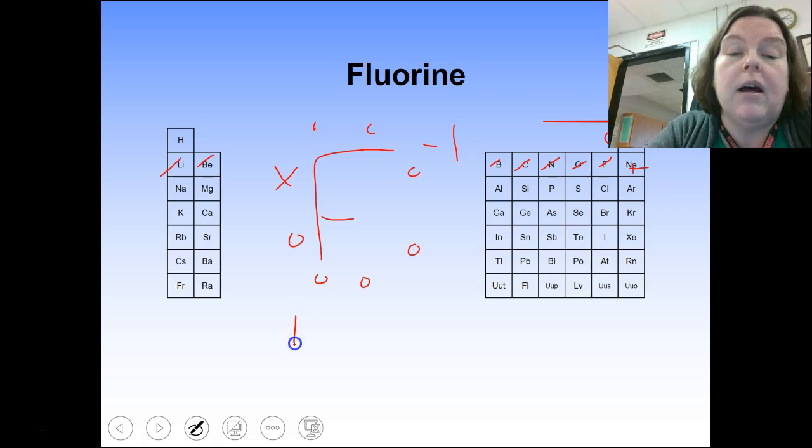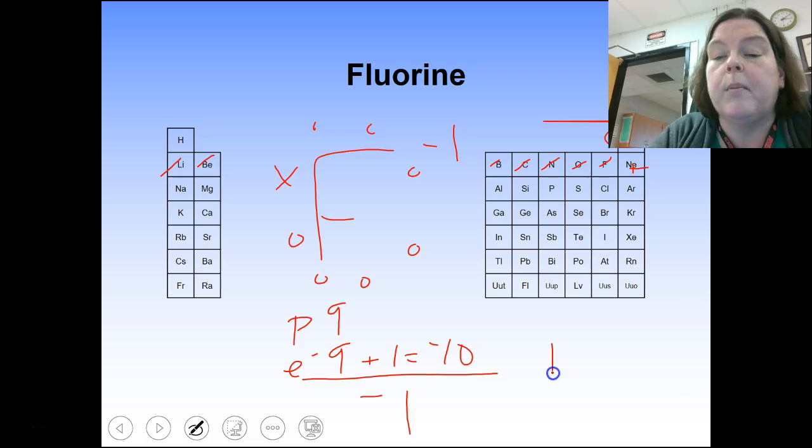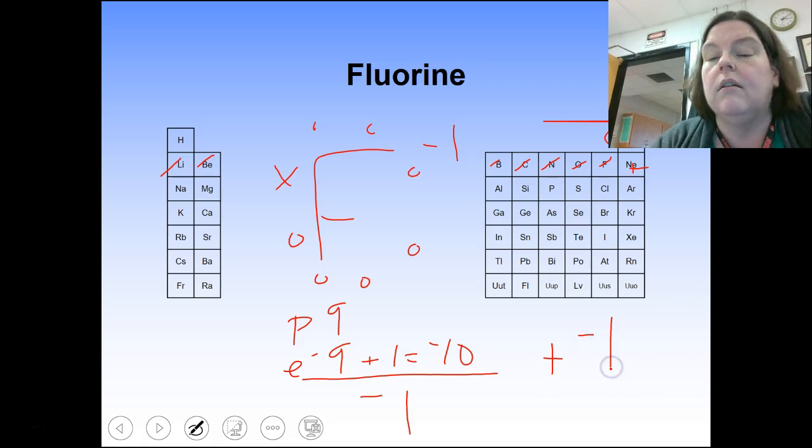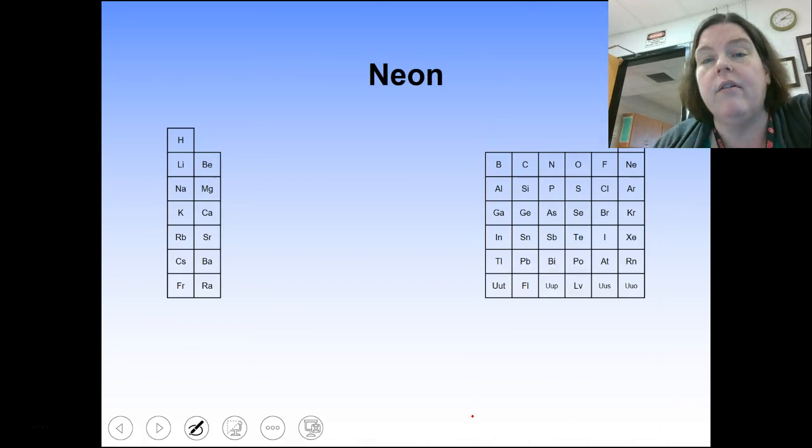Well, how did that happen? I've got protons of 9. I've got electrons of 9. I add 1 electron. That gives me 10 electrons. So I have a total of a negative 1 charge. Remember, I'm adding a negative 1. So those things are equal to one another. All right? So you should be able to figure that out.